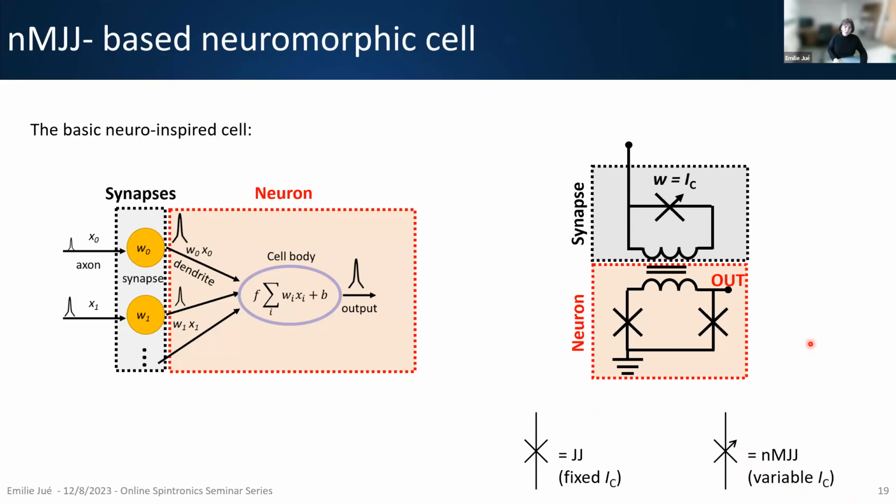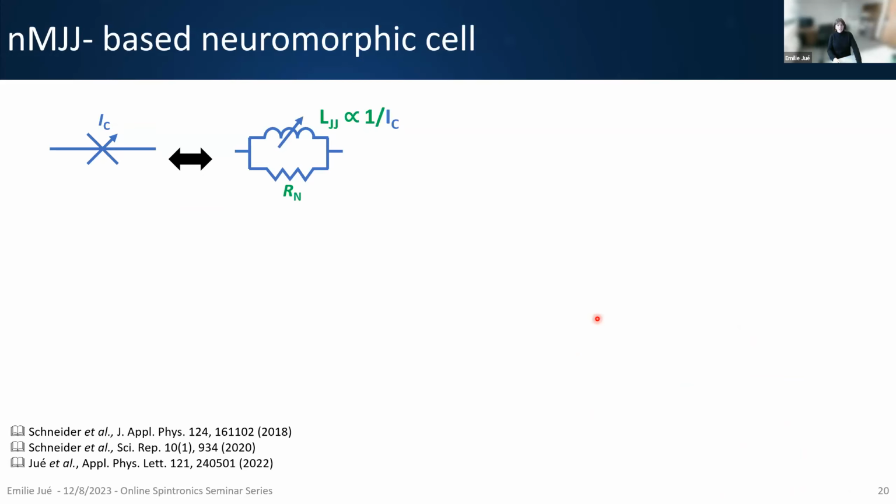So this cell contains two parts. The first one is a synapse that includes a nanoclustered magnetic Josephson junction. And the second one is a SQUID loop that is used as a neuron. Before I describe how this cell works, I first need to describe an important property of the Josephson junction. In a small signal and linear model, a Josephson junction can be modeled by a resistor in parallel with an inductor that has an inductance inversely proportional to the critical current.